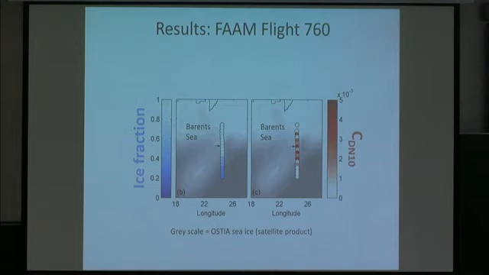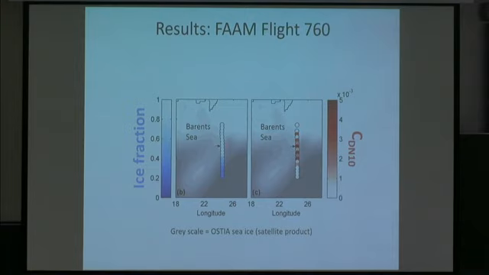Okay, so here's some results. This is from one flight with the large aircraft. The background field is AMSR sea ice concentration, and the blue dots here are ice fraction from the aircraft. And you can see that the aircraft is broadly matching the AMSR, so going from open water to over the sea ice, you're getting ice fractions of less than 20% up to 100%.